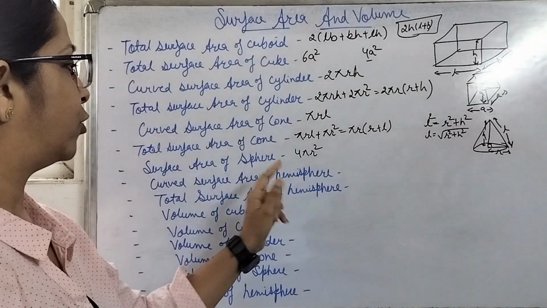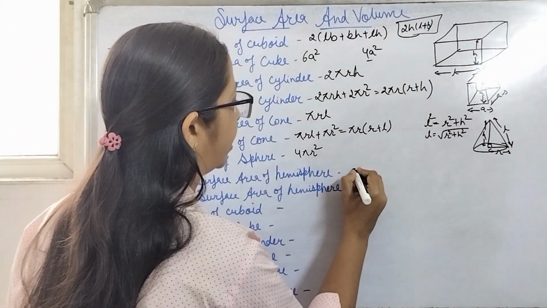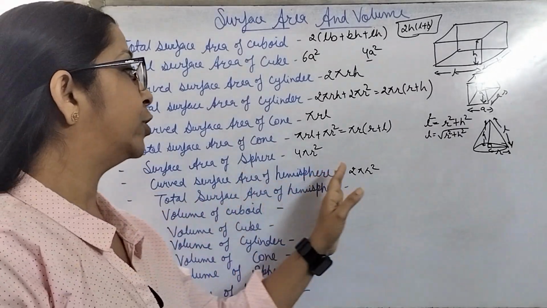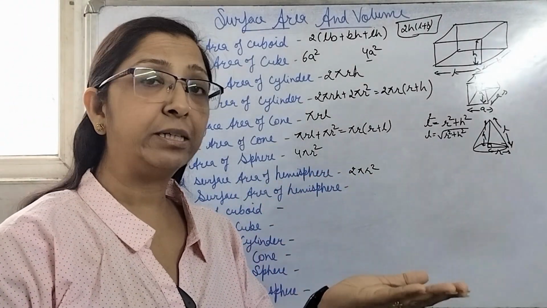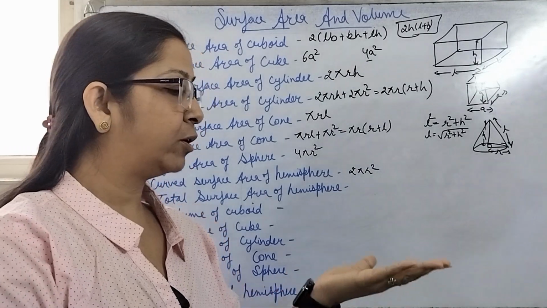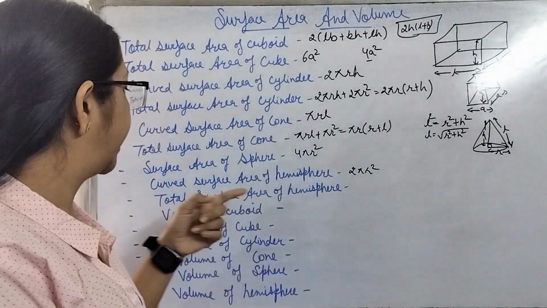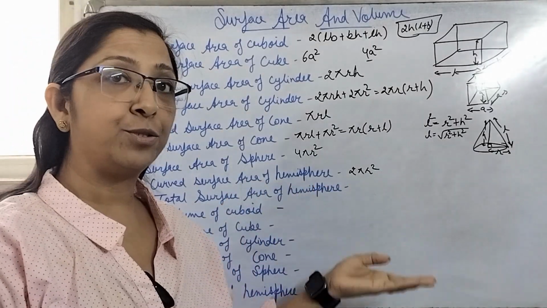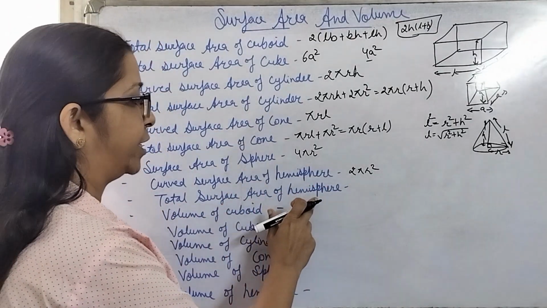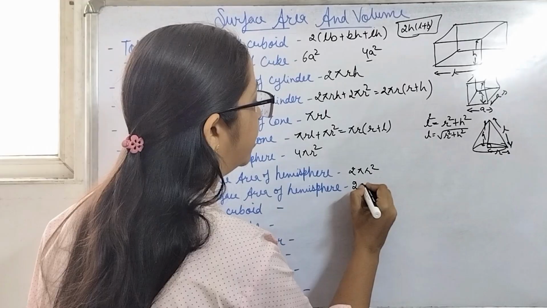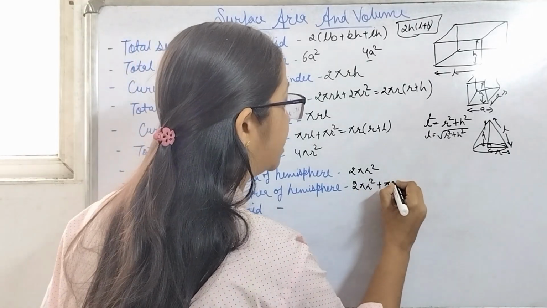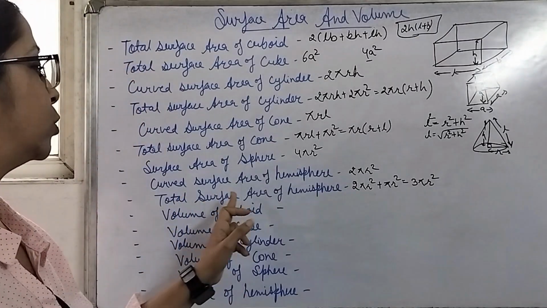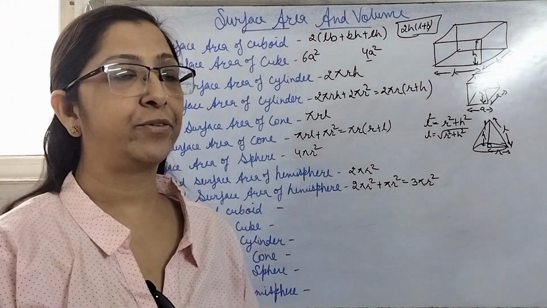Now, curved surface area of a hemisphere. Curved surface area of a hemisphere is half of the total surface area of the sphere, that is 2 pi R square. Again, we are not considering the bottommost area, that of the circle, in the curved surface area of the hemisphere. Now if we add that also, it will become the total surface area of the hemisphere, that will be 2 pi R square plus pi R square, that will give us 3 pi R square, the total surface area of the hemisphere.